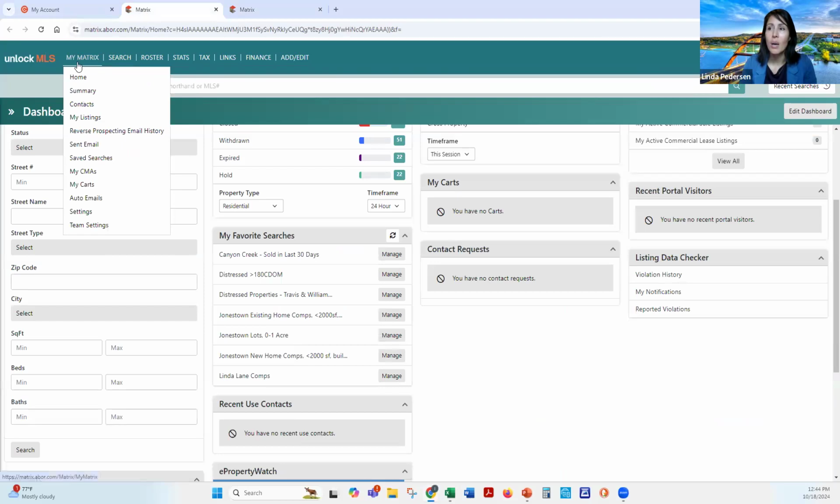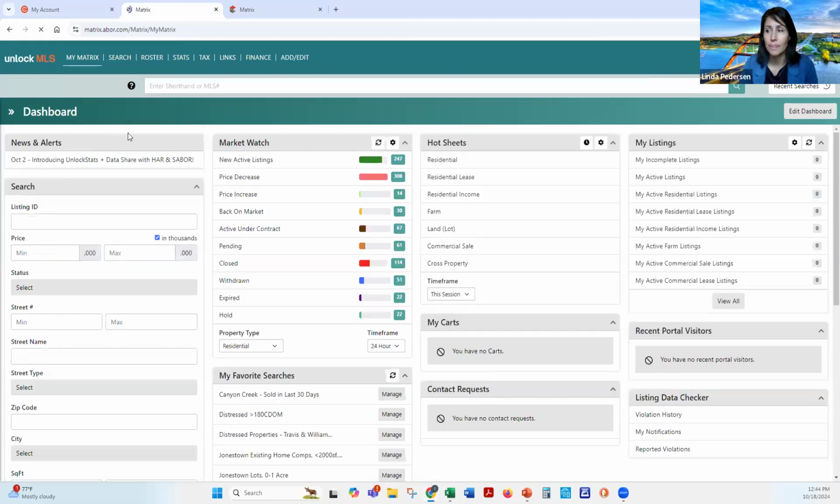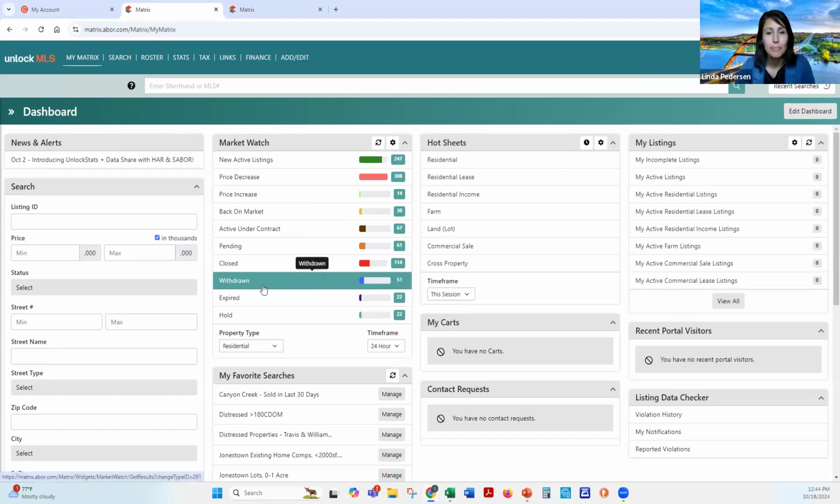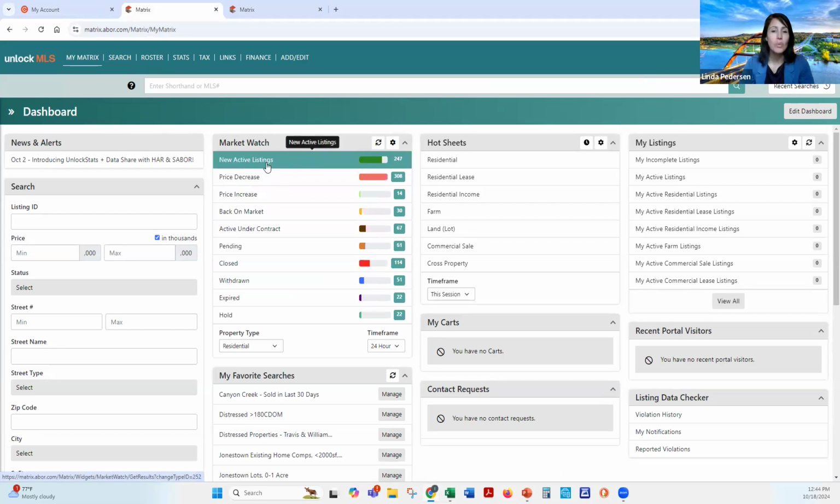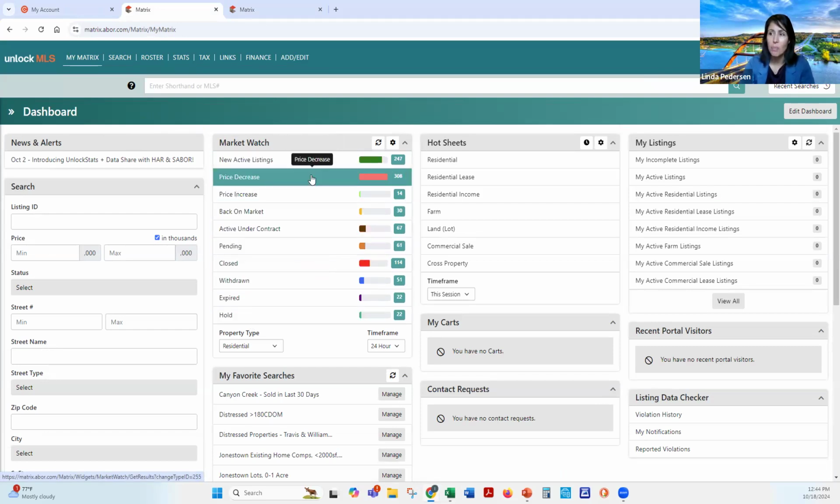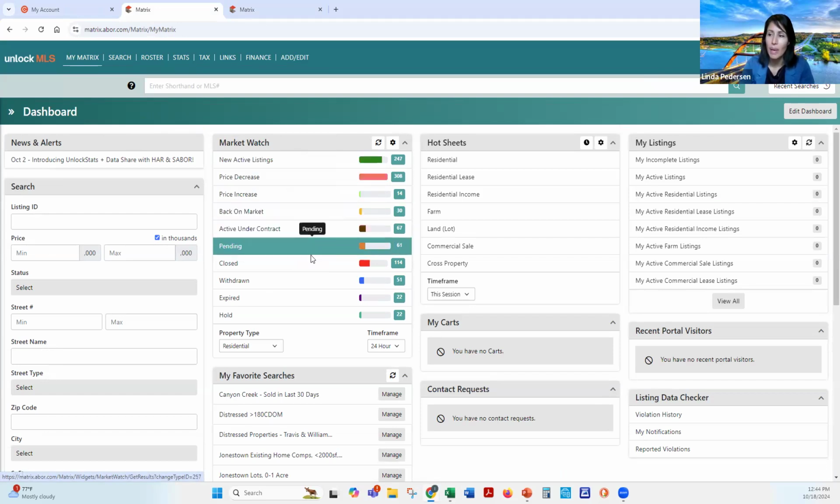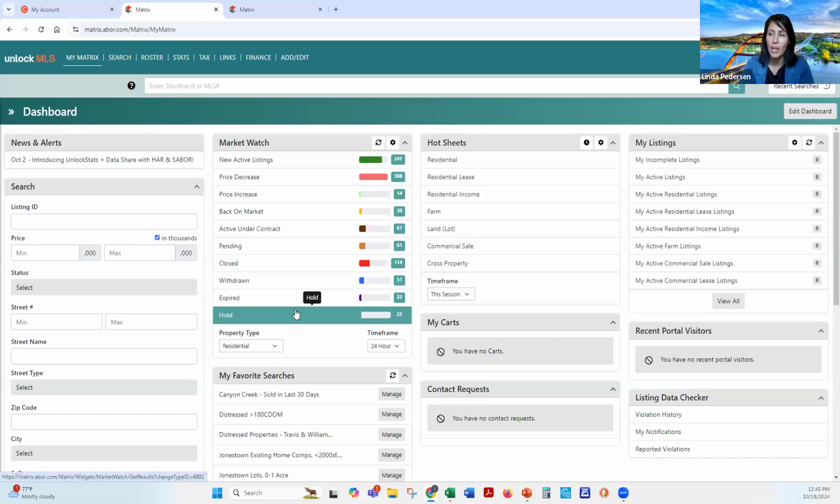So say I am on the MLS. So everybody knows this is the one that covers basically the Austin and San Antonio markets. Yep. And so MLS has put together these categories: new active listings, price decrease, price increase, back on market, active under contract, pending, closed, withdrawn, expired, and hold.